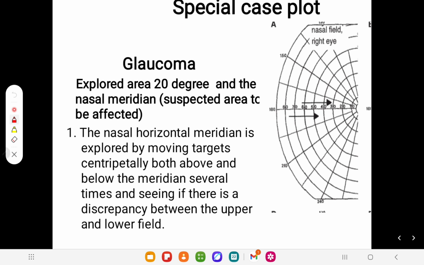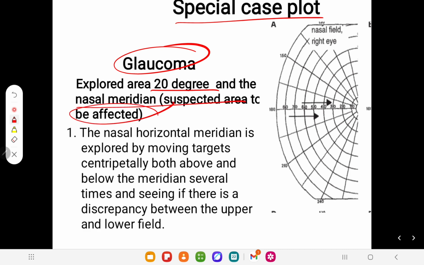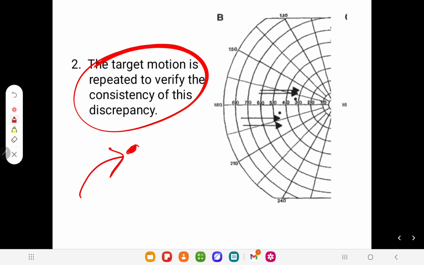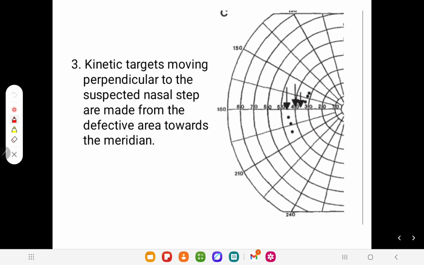Okay. So special case, plotting for glaucoma: explore 20 degrees and then the nasal meridian to suspect what? Nasal defect, isn't it? Yeah. The target motion is repeated to verify the consistency of the defect. It's very important. You find there is a defect and you don't stop there. You have to go there again and again to at least confirm that there is a defect. Okay?